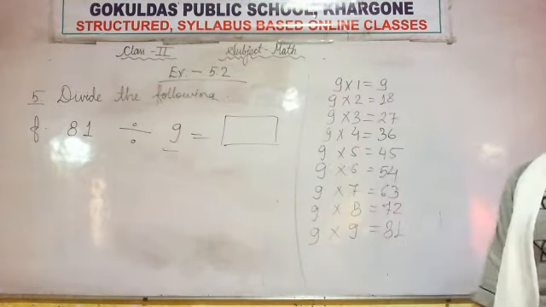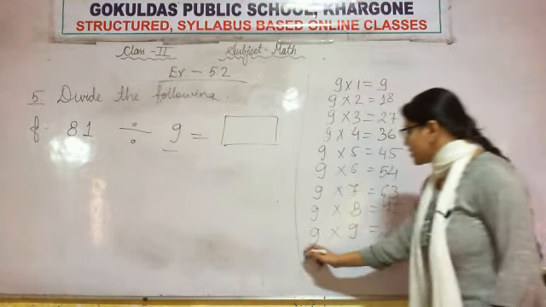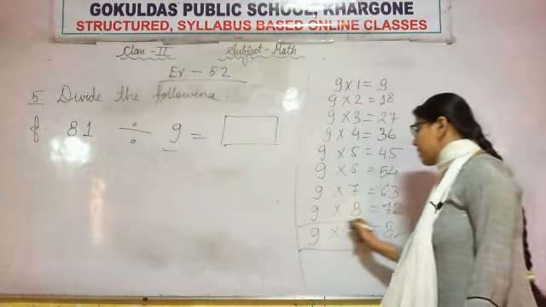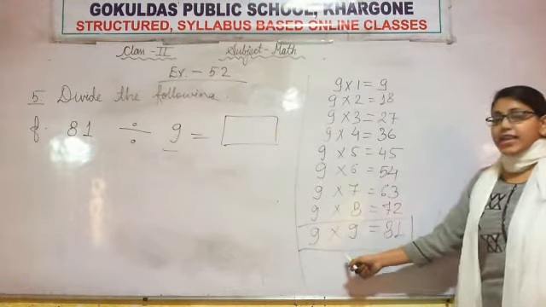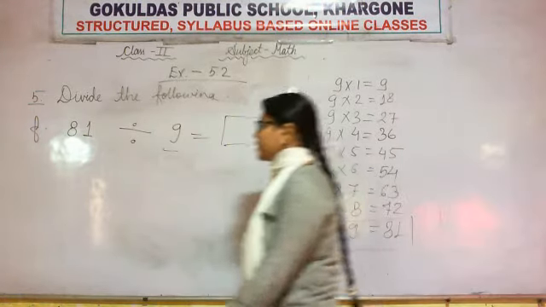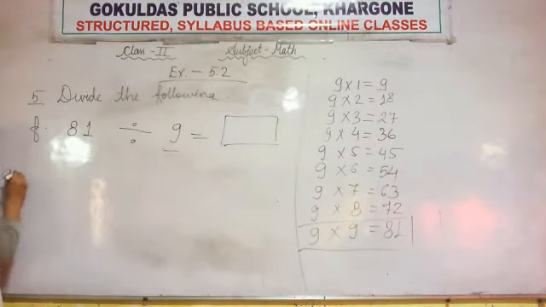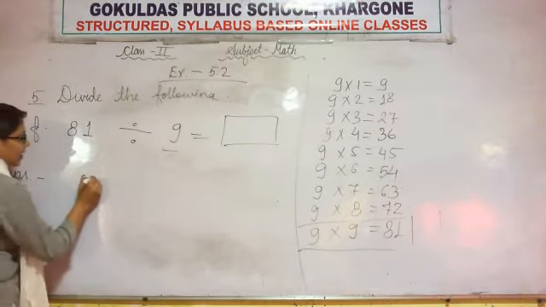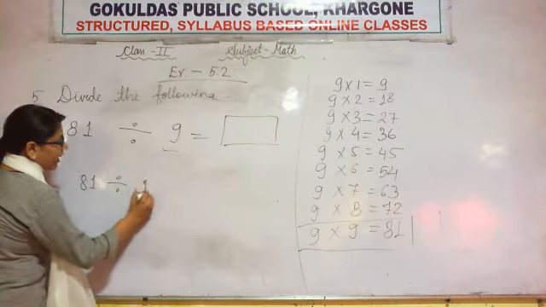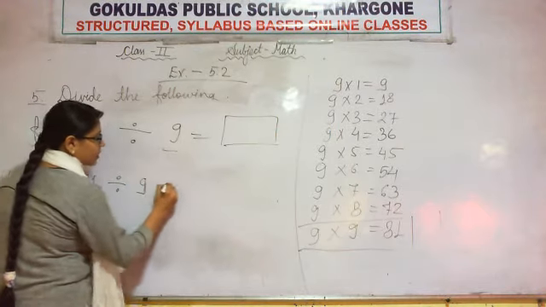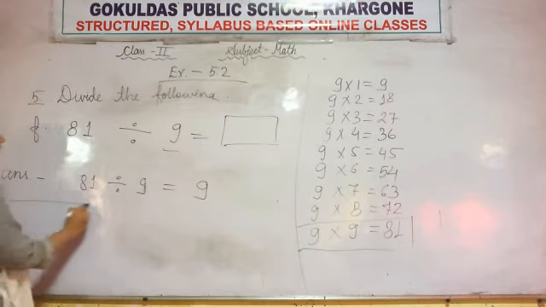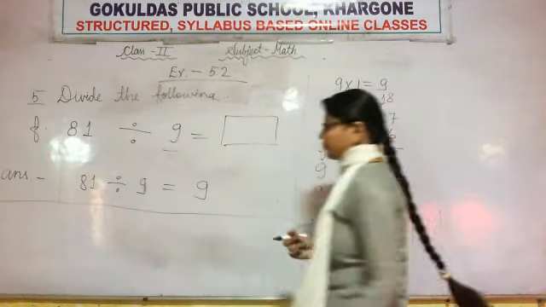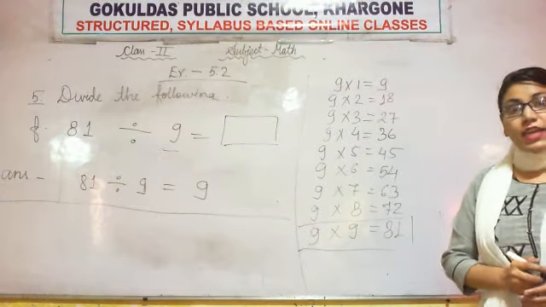See, we need the number 81. We got 81. So, if we multiply 9 by 9, we will get 81. And if we divide 81 by 9, we will get 9. So, our answer is 9. 81 divided by 9 is equal to 9. This is our answer.